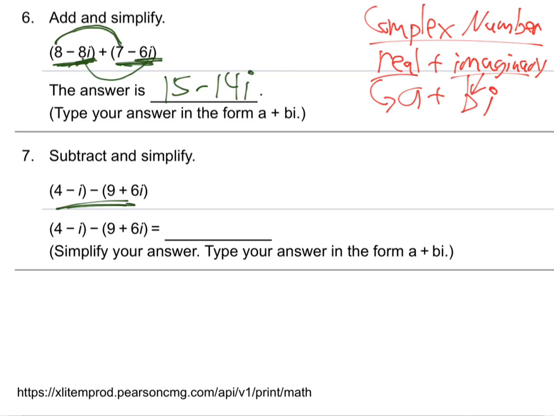So that was adding, now subtraction. What do you do when there's a negative in front of any parentheses? Yeah, so go ahead and distribute through the parentheses on the right. Like always, changing the signs and then just combine like terms. I'll let you crank that one out.